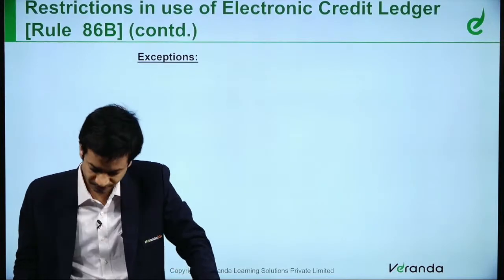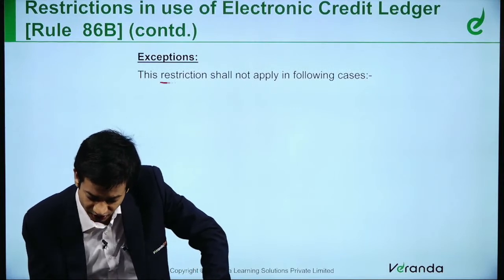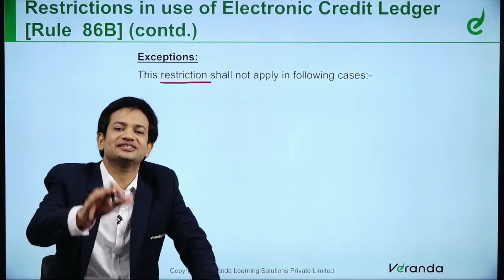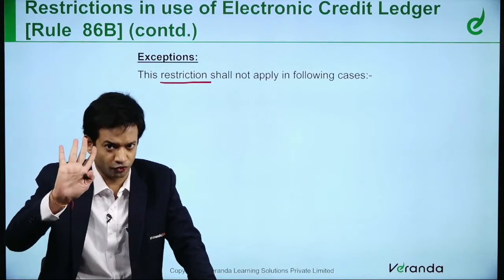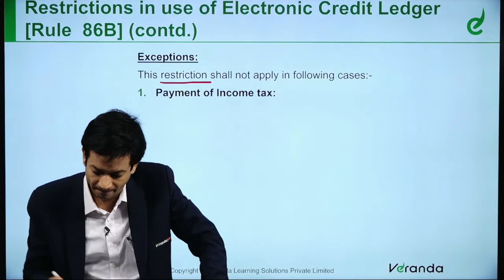Now let's see the exceptions. So this restriction, that means this rule 86B, shall not apply in the following scenarios. Four scenarios, we'll see one by one. First, payment of income tax.